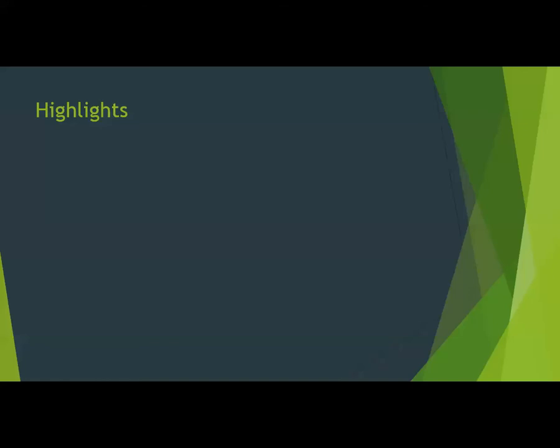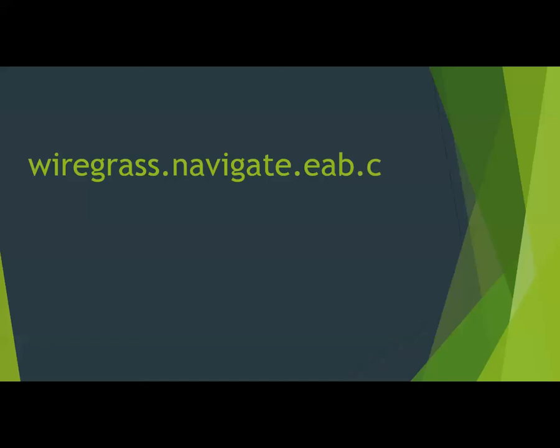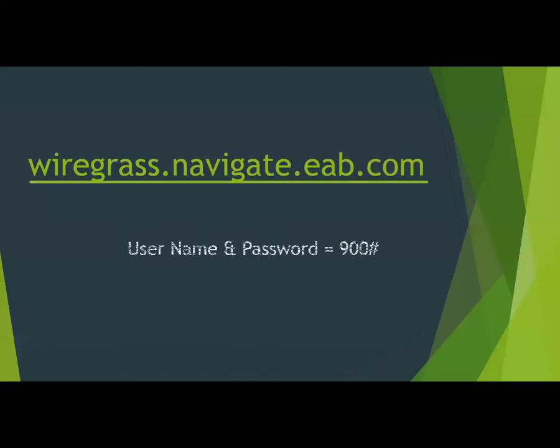Today I will briefly highlight 4 areas of the tool that students will need to know about: My Profile, My Path, My Plan, and My Explorer. As you talk with students, please direct them to the myNavigate website at wiregrass.navigate.eab.com. Their username and password will both be their 900 number. Now let's take a closer look at myNavigate.